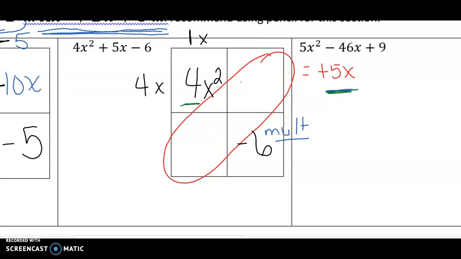I could try 2 times 3 because 2 times 3 gives me 6. Again, lots of guessing and checking. So we got 2 and we have 3. So we're going to have 12x because I do 3 times 4x, and 1x times 2x is 2x. So that gives me 10 or it gives me 14. That does not give me 5, so that does not work.